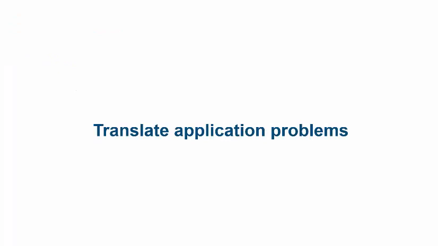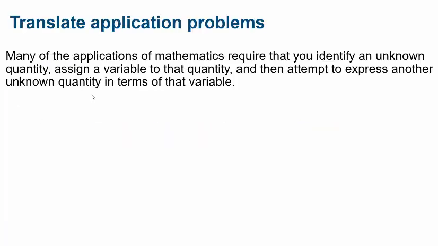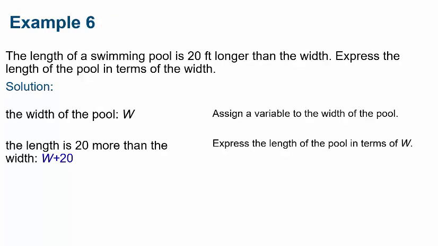All right, let's end by doing an application problem here, okay? So many of the applications of mathematics require that you identify an unknown quantity. We're going to assign a variable to that quantity and then attempt to express another unknown quantity in terms of that variable. Let me show you with this example. So the length of a swimming pool is 20 feet longer than the width, okay? So notice that I have the length and width here, but what I want to do is express the length of the pool in terms of the width.